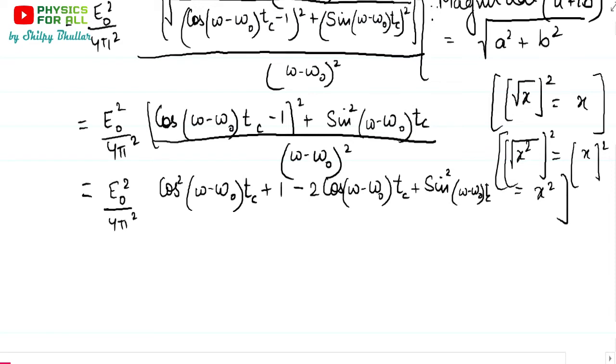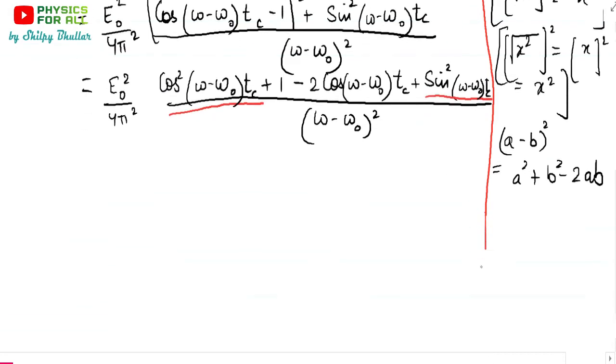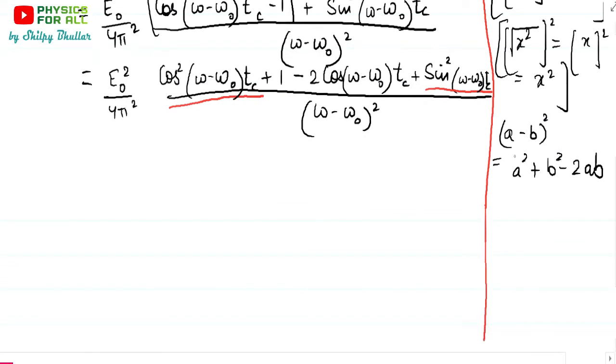Let me just mark here that this portion is just the side part, and omega minus omega naught as it is in the denominator. Here we have used a minus b whole square expansion, which says a square plus b square minus 2ab. We have mentioned it. Once again, we have here cos square (omega minus omega naught)tc, and here we have sine square (omega minus omega naught)tc. And we have one more trigonometric formula which says that cos square theta plus sine square theta is 1. So we can simply substitute 1 here.